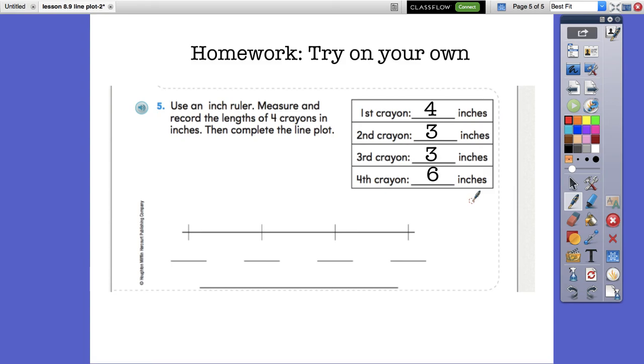Now the homework is to try one on your own. So we have 4 crayons. Here is your data. Here is your number line. On these lines we need the numbers, and on this line we need to have the title for the line plot. So I would like you to make your own line plot on a piece of paper, and then you can take a picture of that and you can send it to your teacher.